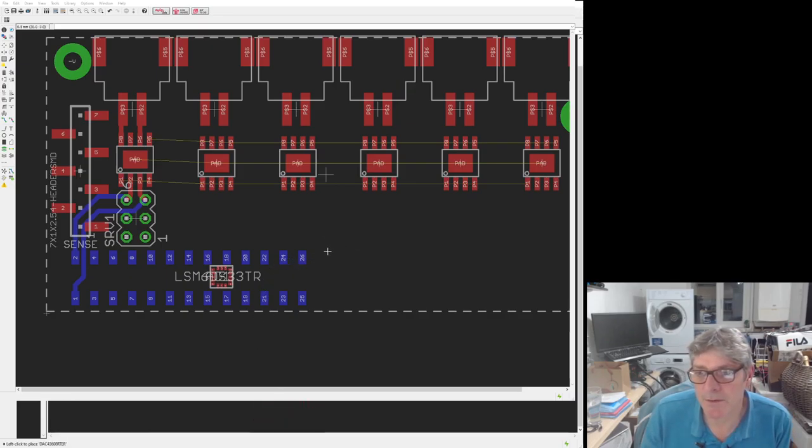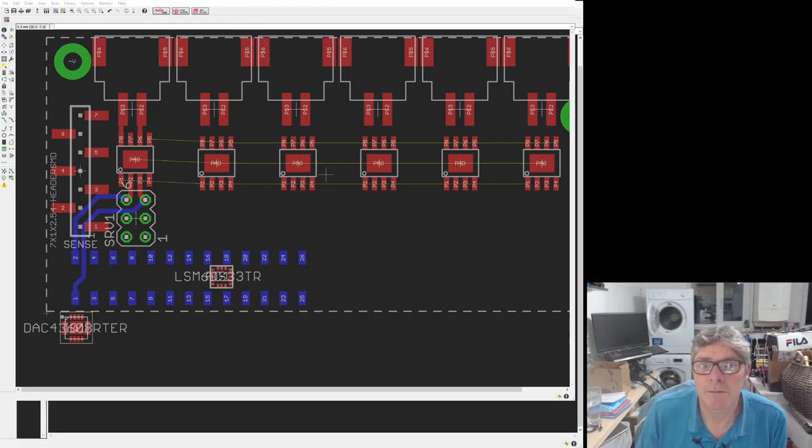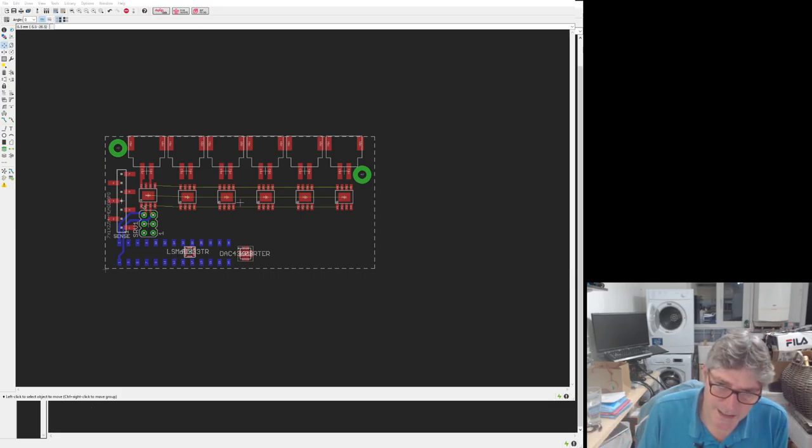Might need to clean up these symbols as well. Those auto-generated ones are a bit rubbish. That can go on the I squared C. That's our DAC. I want it kind of mid-center really. If I have it here actually, then I can take it under this lot because we're going to have the servo blocks here. So that's the DAC.